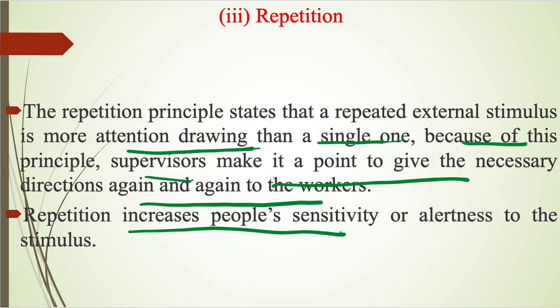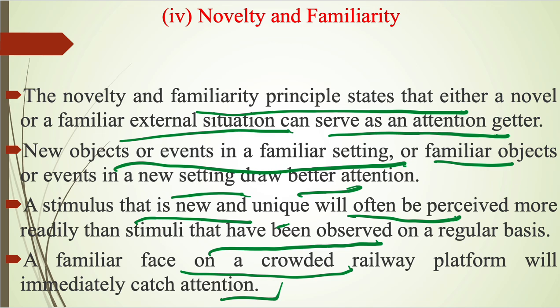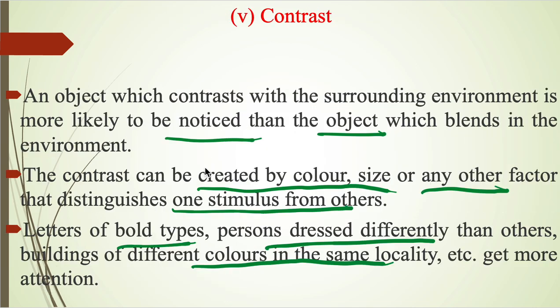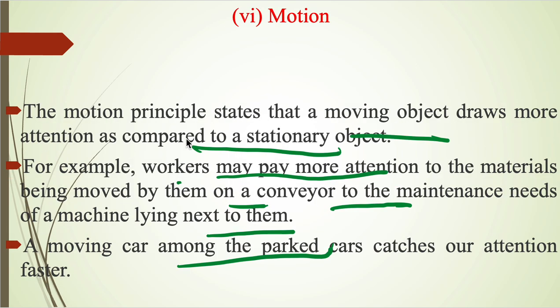Third is repetition. Repeated stimuli get more attention than a single one. Next is novelty and familiarity. Novelty is more required for getting attention from consumers. Familiar objects do not get proper attention when displayed on a regular basis. The next is contrast. Contrast by color, size, or any other factor gets more attention than other factors. And the last factor is motion. Moving objects get more attention than stable objects. So these are the various external factors in perceptual selectivity.